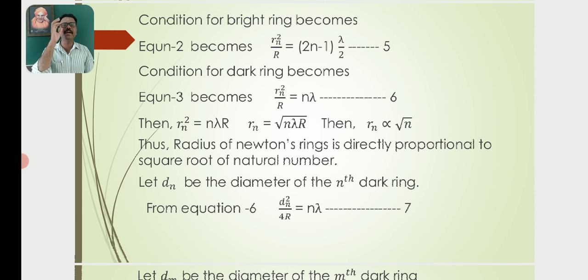Let dn be the diameter of the nth dark ring. From equation 6, where Rn is replaced by dn by 2, since half of the diameter gives the radius, so Rn equals dn by 2. Then we get dn square by 4R equals n lambda. Let this be equation number 7.